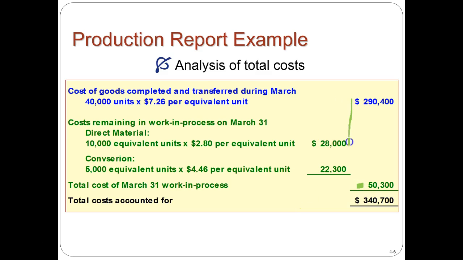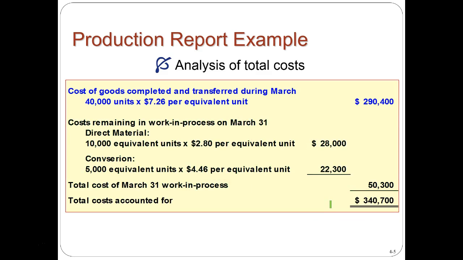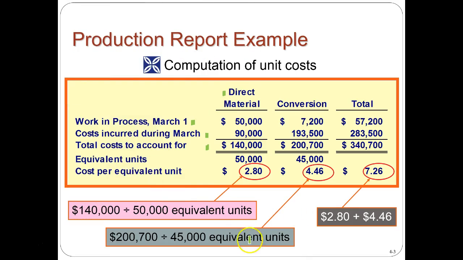If we add the outer column, we come up with the 347, which equals our total units. So we check that off. Why are we checking that off? Because that equals our total cost here.